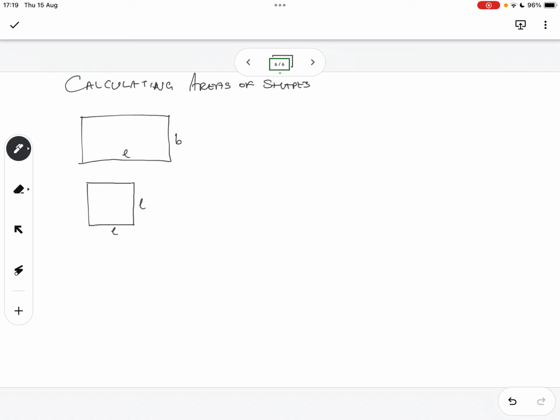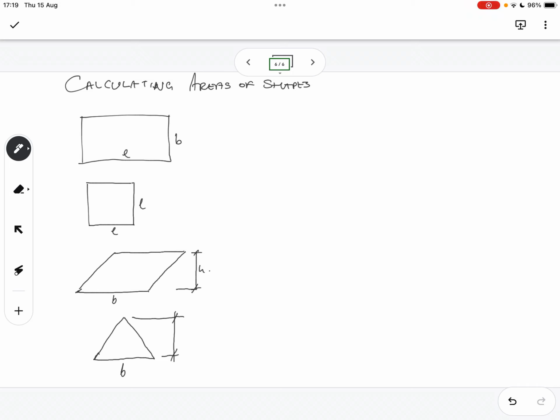Area of a parallelogram: base times height equals breadth times height. Base times height, yes. Carry on. Area of a triangle equals 1/2 (base times height). All right.